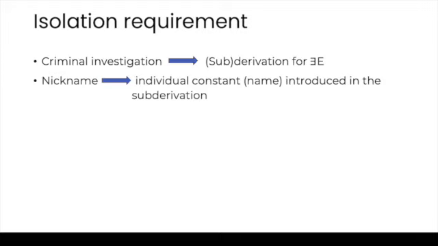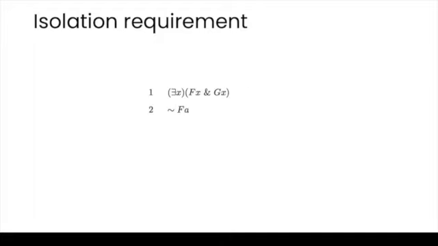So, if we replace criminal investigation with subderivation for existential elimination, and nickname with individual constant or name introduced in the subderivation, then we have an intuitive idea of the reason why the names we introduce in our subderivation must be isolated. Here's an illustration.